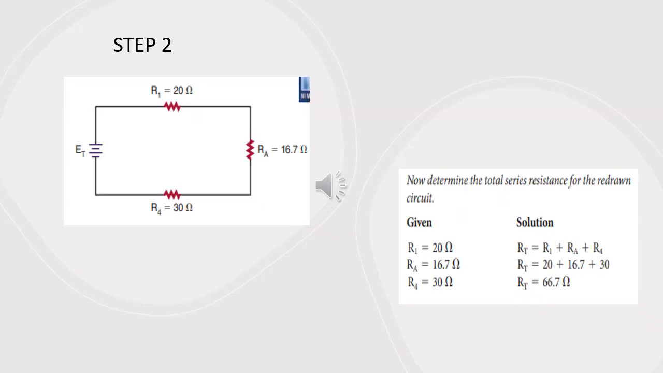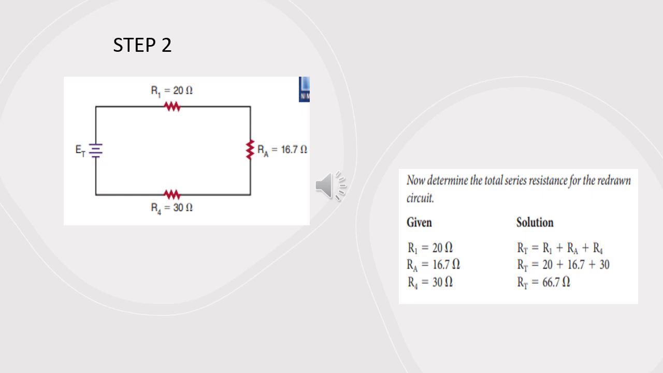Example: what is the total resistance for the circuit shown in figure? The first step is to find equivalent resistance for parallel resistors R2 and R3 using the parallel formula, 1 over R equal to 1 over R2 plus 1 over R3. Substitute the values given, we get 1 over R equal to 1 over 50 ohms plus 1 over 25 ohms. Solve this equation, then we get R equals 16.7 ohms.